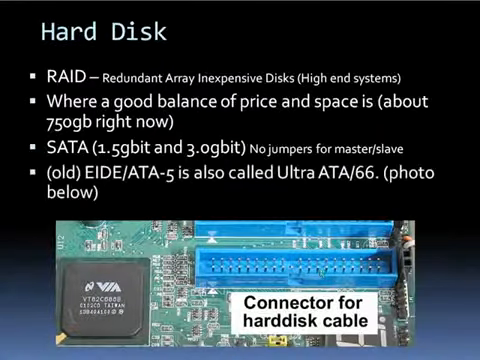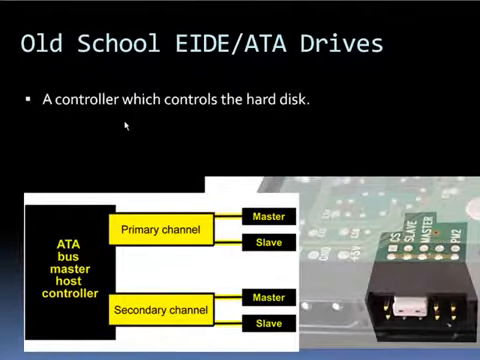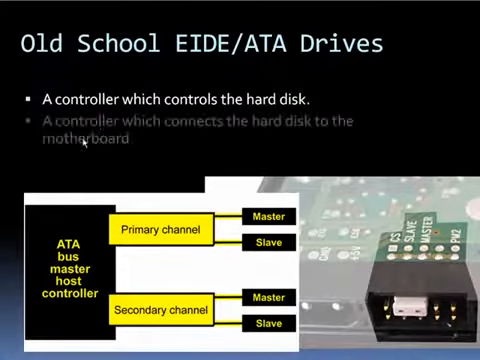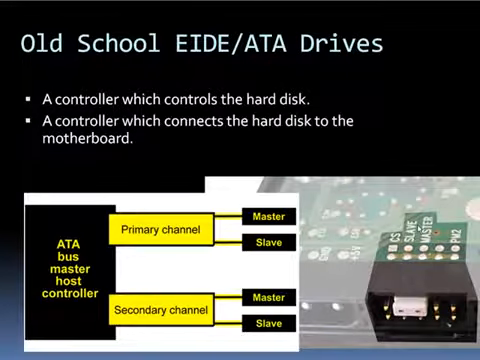The old IDE, or ATA, it's also called Ultra ATA 66, and here's a photo of it you can see below. The old school IDE and ATA drives have a controller on the hard drive that connects the hard disk to the motherboard, and you can see right here you have to set one as either a master or one as a slave, because you can only have two on a particular channel. You have a primary channel with a master and a slave, then you usually have a secondary channel with a master and slave. You're limited to a maximum of 4 hard drives inside the computer.